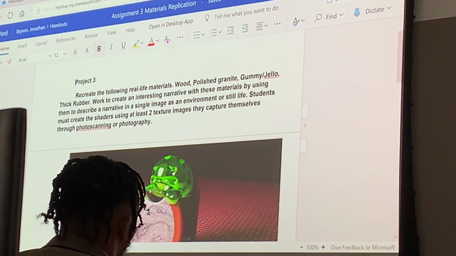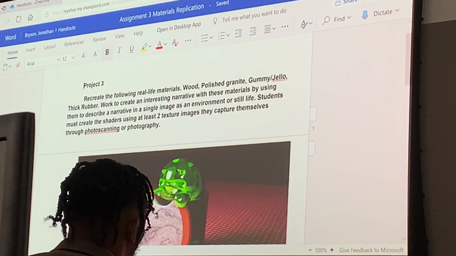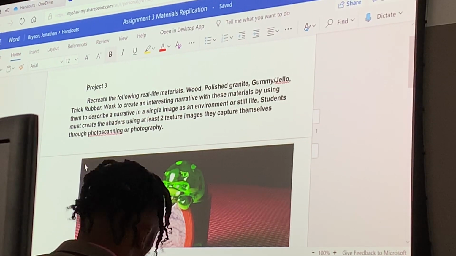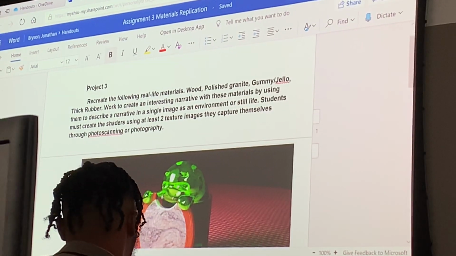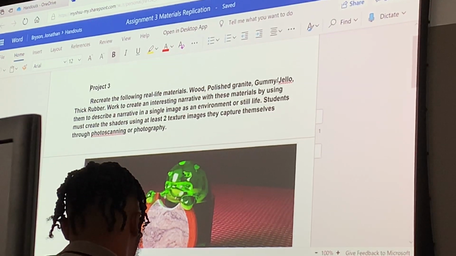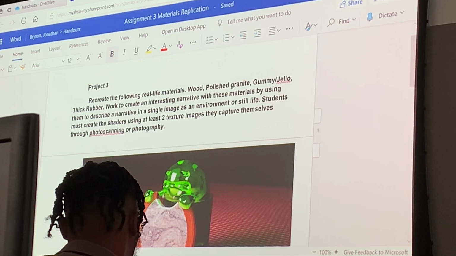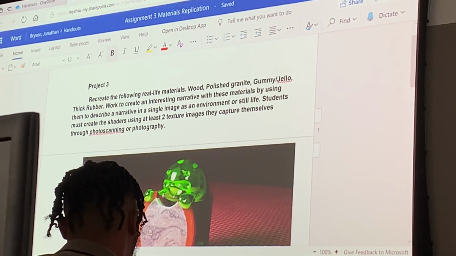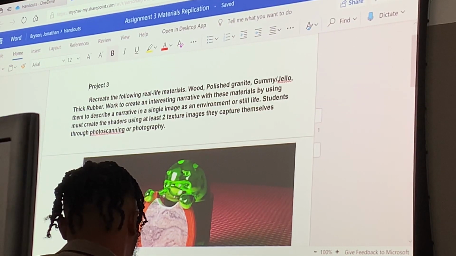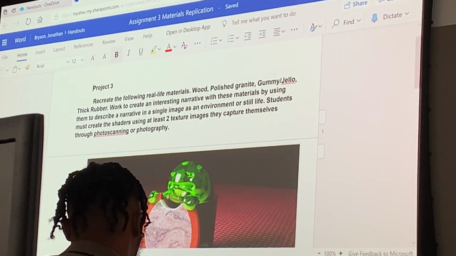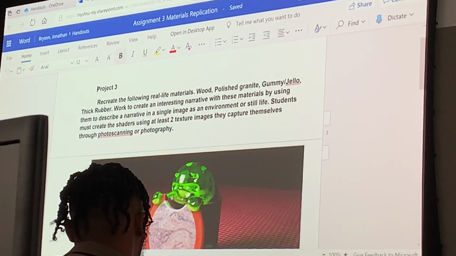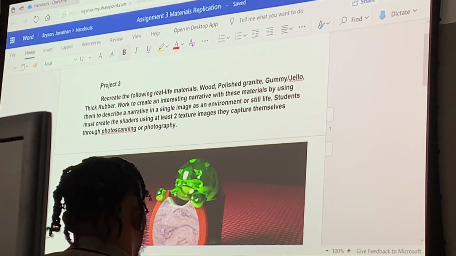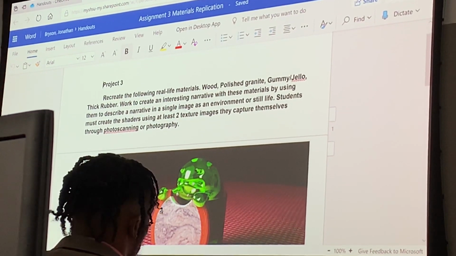So anyway, each one of these objects has very different material properties. Wood's not going to be subsurface. You're not going to be able to really have light transmit through it very easily. Granite probably would have a little bit of light transmission because it's a stone and it's got some transparent pieces and whatever. Gummy jello, absolutely. It's going to have a lot of subsurface quality to it.